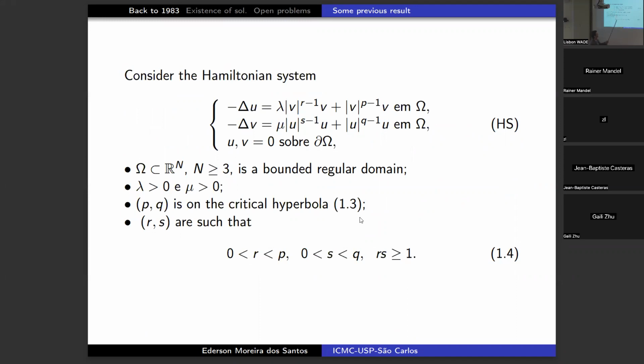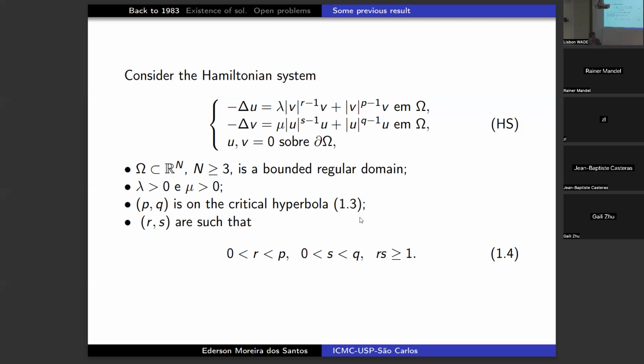R is going to be smaller than P. S is going to be smaller than Q. And the product R times S is greater or equal to 1. So R times S equals 1 is the one homogeneous perturbation, and R times S bigger than 1 is a superlinear perturbation, but subcritical. So I would say that this is a lower order perturbation of the critical system, for either one homogeneous or superlinear.